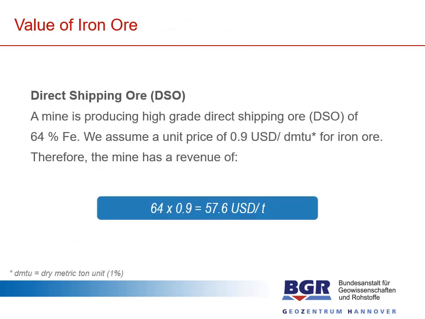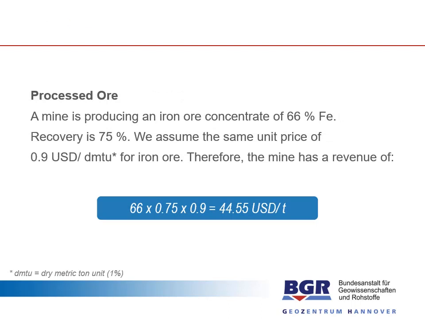In case of iron ore, the first option is direct shipping ore, so-called DSO. A mine is producing a high-grade direct shipping ore of, let's say, 64% iron content, and we assume a unit price of $0.9 per DMTU, dry metric ton unit, defined below. Therefore, the mine will receive 64% times 0.9, so $57.60 per ton.